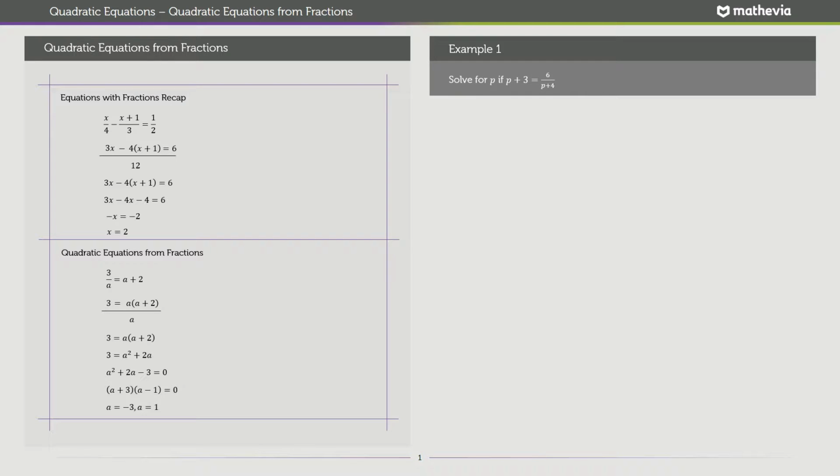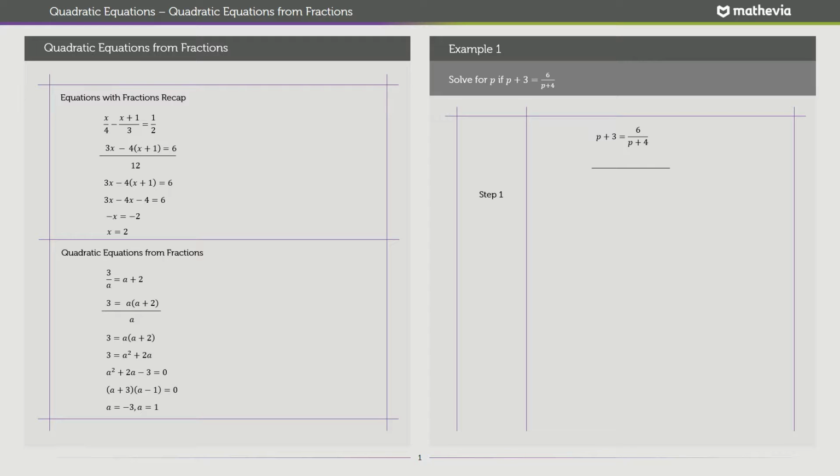Okay, so I have example 1. In example 1, we have: solve for p if p plus 3 equals 6 over p plus 4. Okay, so we have a variable p plus 4. There's a p there in the denominator. So a very good chance that we end up with a quadratic equation here. But let's go ahead and solve this.